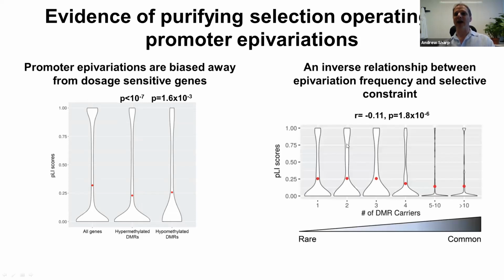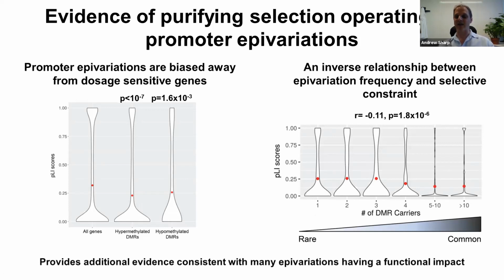And if we then look at that in relation to how common are epivariations, so rare ones that we only saw in one person on the left, more common ones seen in at least 10 individuals, we see that PLI scores go down as these epivariations become more common. So again, consistent with selective constraint operating on many epivariations. And this is all pointing towards the fact that these are likely doing functional things that are acted upon by natural selection.